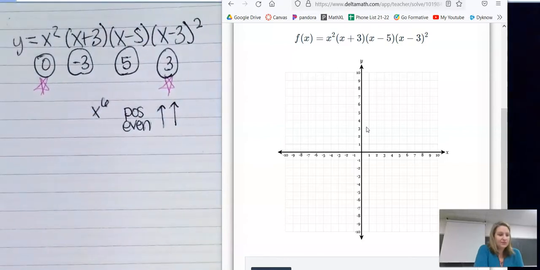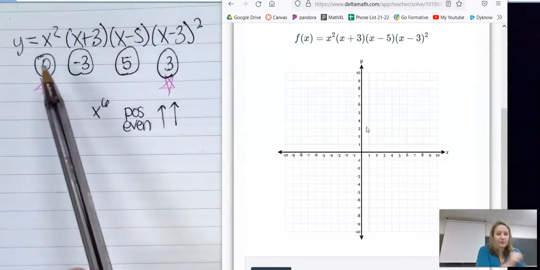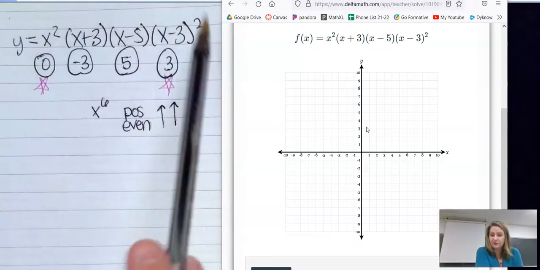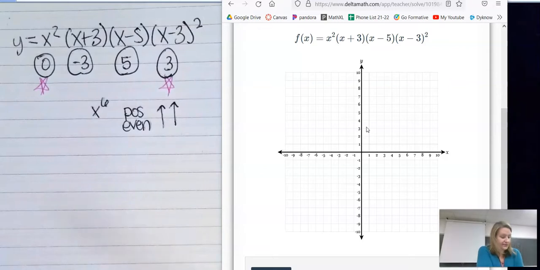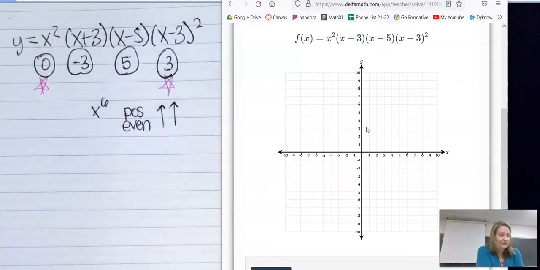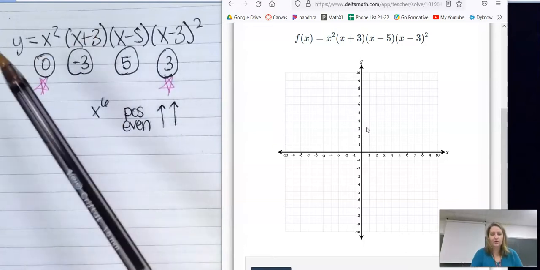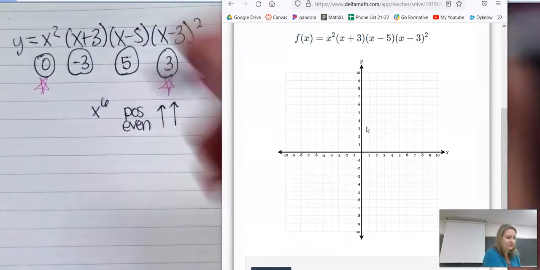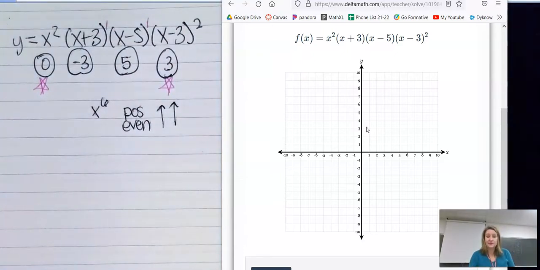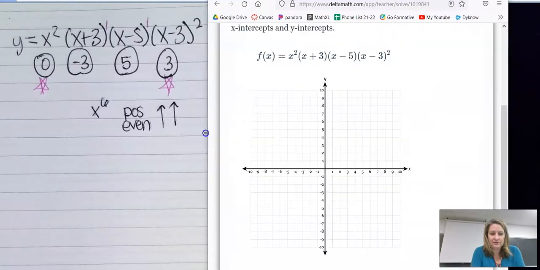And then I just wrote down the zeros. And remember, if you have an even multiplicity, so if this is squared or to the fourth or something like that, you're going to bounce at that place, so at 0 and 3 for this graph. And if it's got an odd multiplicity, like these guys are just to the first power, or it doesn't have an exponent at all, it does go through the x-axis at that point.